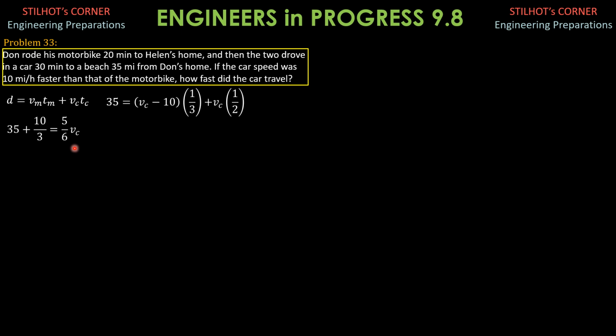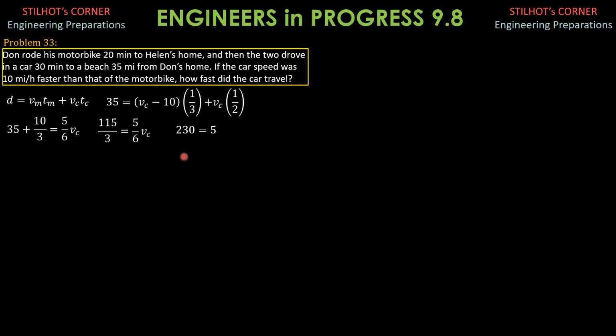Or for those who are allowed to use the calculator, you can easily verify that. Multiply everything by, or simplify this: 3 times 35 is 105 plus 10, 115 over 3. 115 over 3 is 5/6 of V sub c. So the LCD is 6. Multiply everything by 6. So this becomes 2 times 115.